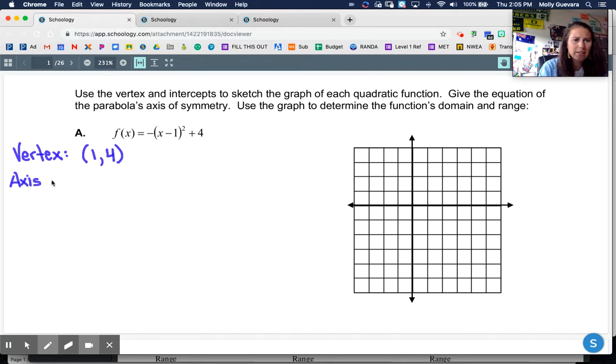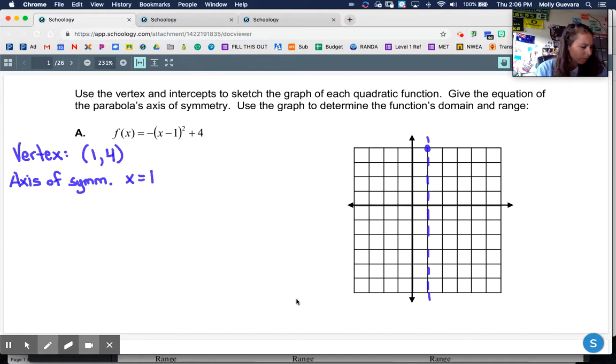My axis of symmetry, I'm going to abbreviate symmetry, is always the equation x equals h. Well, in this case, my h value is 1. So I'm going to graph the vertex at 1, 4. And then my axis of symmetry is doing that.